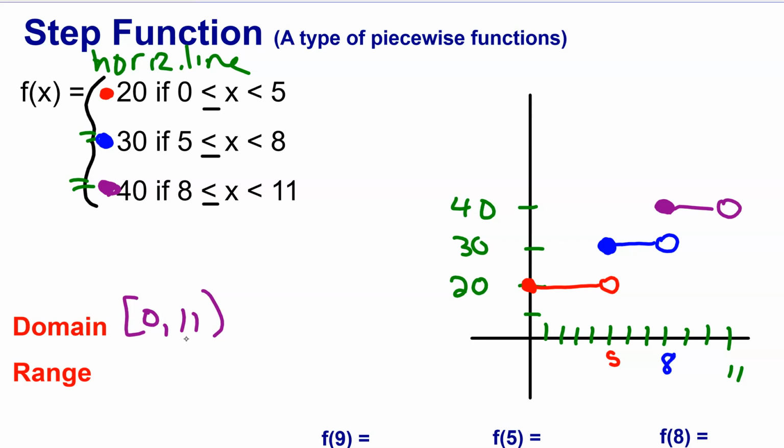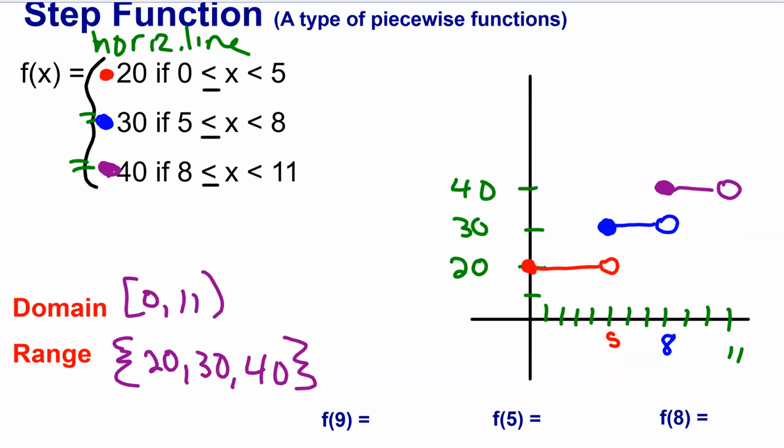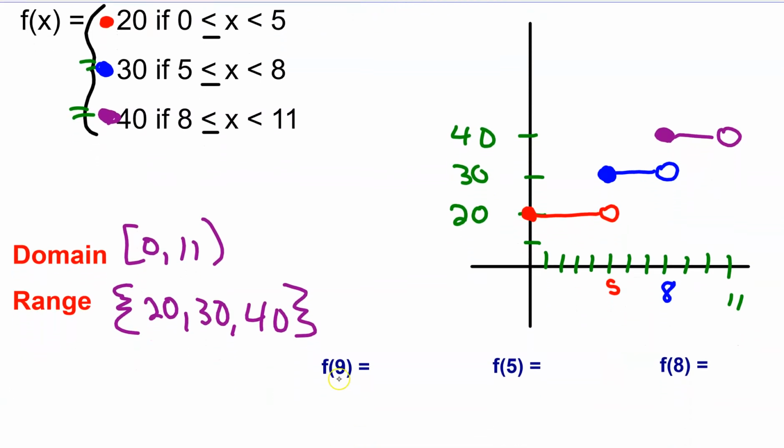The range has a 20, a 30, and a 40 only. So it's going to be 20, 30, 40. So if I look at the f of x's here, the first one, f of 9, the 9 is going to be in this range right here. So f of 9 is going to be 40. f of 5, the 5 is going to be here because this one includes a 5, so f of 5 is going to be 30. And f of 8 is going to be down here because this includes the 8, which is going to be 40.